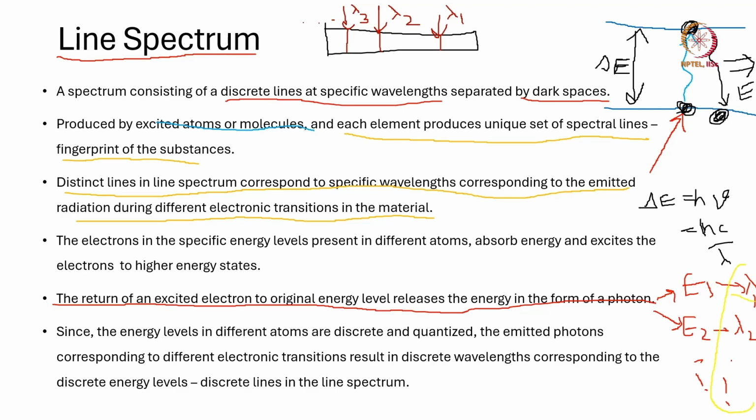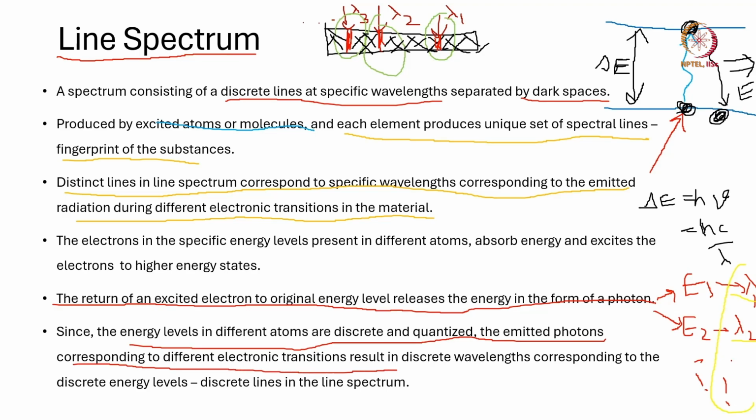Thus, these different photon emissions corresponding to different electronic transitions result in multiple specific bands seen in the line spectrum. Since the emission is happening in only these specific wavelengths, the rest of the wavelengths in which the emissions are not happening appear black in the spectrum. Thus, it is known as the line spectrum. Also, the energy levels in different atoms are discrete and quantized, and the emitted photons correspond to different electronic transitions, resulting in discrete wavelengths corresponding to discrete energy levels, and thus discrete lines in the line spectrum, as explained before.